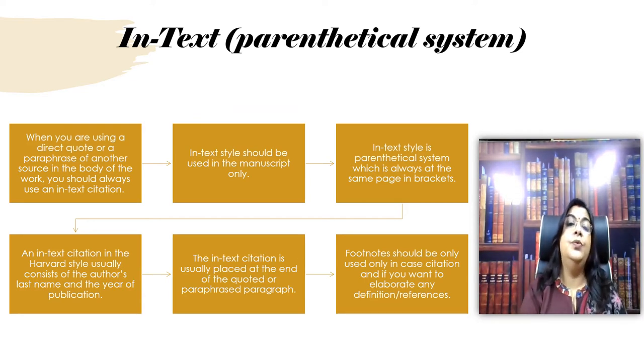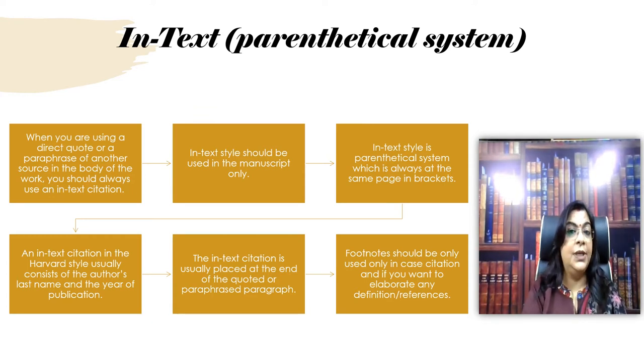Basically, when you are using a direct quote or a paragraph from another source in the body of the work, and again I'm repeating, in the body of the work only, that means in the page only, you should always use in-text citation. That means after the sentence which has been the idea of another work, you have to make a bracket, and then write the name of the author and the year when this particular work was published. Second thing is, in-text style should be used in the manuscript only.